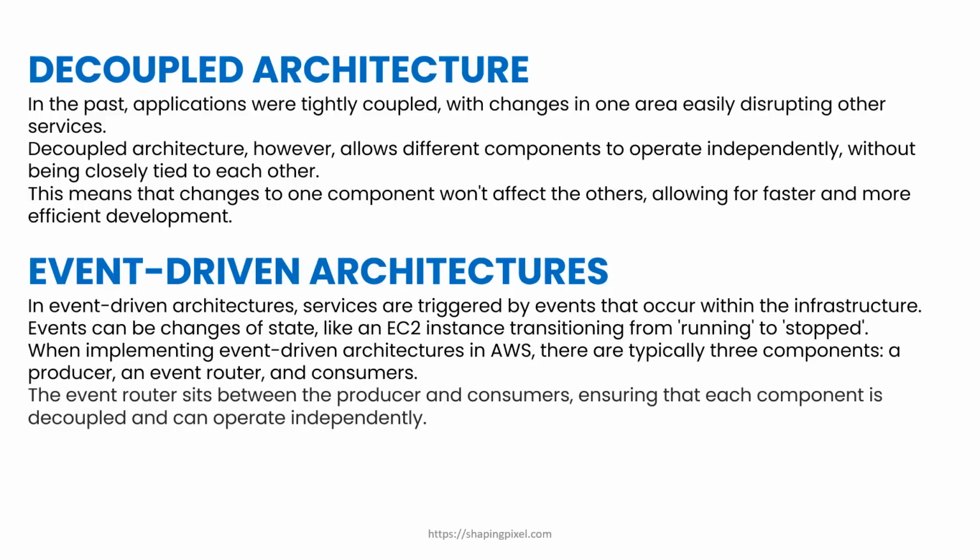In event driven architectures, services are triggered by events that occur within the infrastructure. Events can be changes of state, like an EC2 instance transitioning from running to stopping. When implementing event driven architectures in AWS, there are typically three components: a producer, an event router, and consumers. The event router sits between the producers and consumers, ensuring that each component is decoupled and can operate independently.